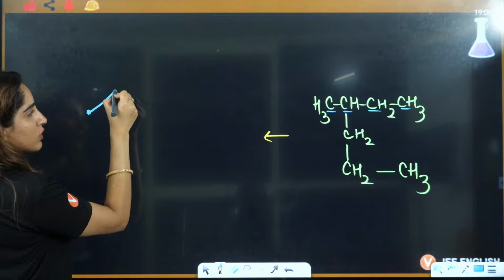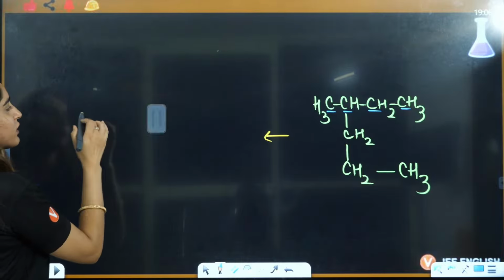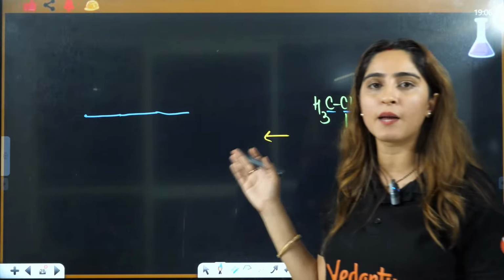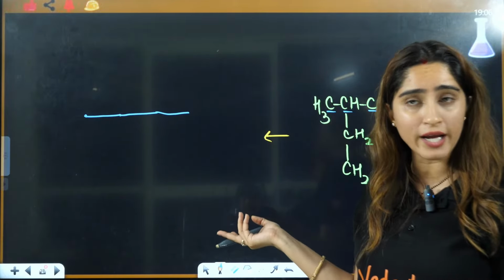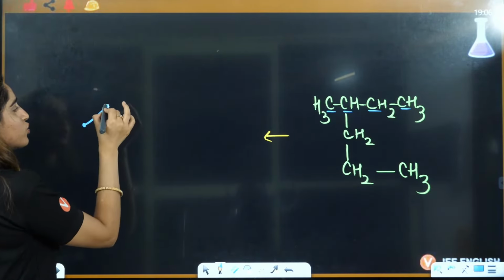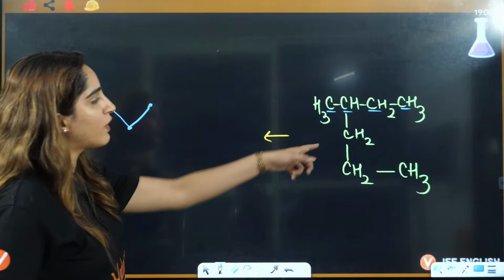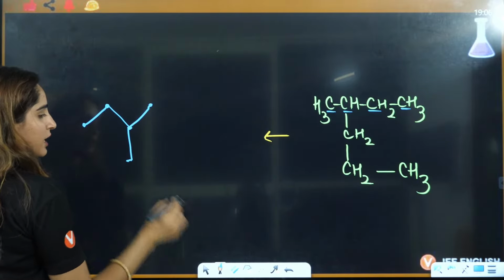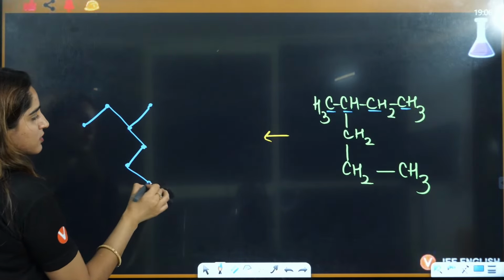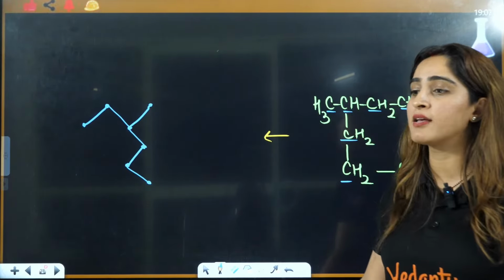1, 2, 3, 4. You will say, ma'am, why have you drawn this zigzag line? See, if I would have written it like this, 1, 2, 3, 4, would you have understood where is the first carbon, where is the second carbon, where is the third carbon, where is the fourth carbon? No, right? To understand that, you have to write it zigzag, 1, 2, 3, 4. Now, to this second one, you have 1, right? You can also write it like this. 1, 2, and this is 3, because this is 1, 2 and 3. This is how it is represented.